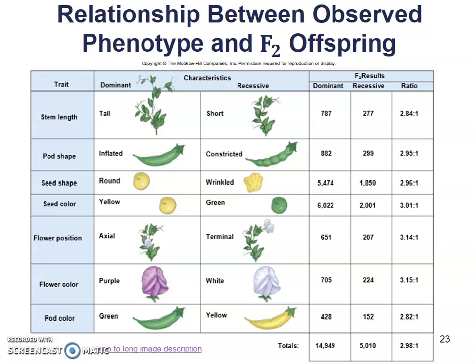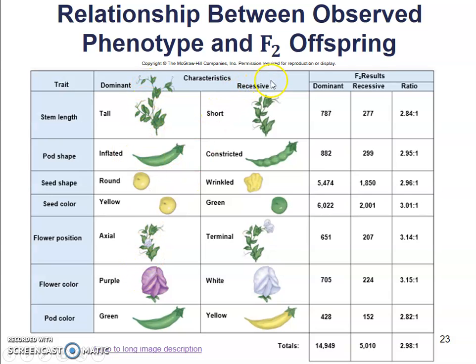Here is a chart showing the different traits that Gregor Mendel studied in the pea plants. We have the dominant ones here on the left: tall, inflated, round, yellow, axial, purple, and green. So tall stem length, inflated pod shape, round seed shape, yellow seed color, axial flower position, purple flower, and green pod are all dominant.